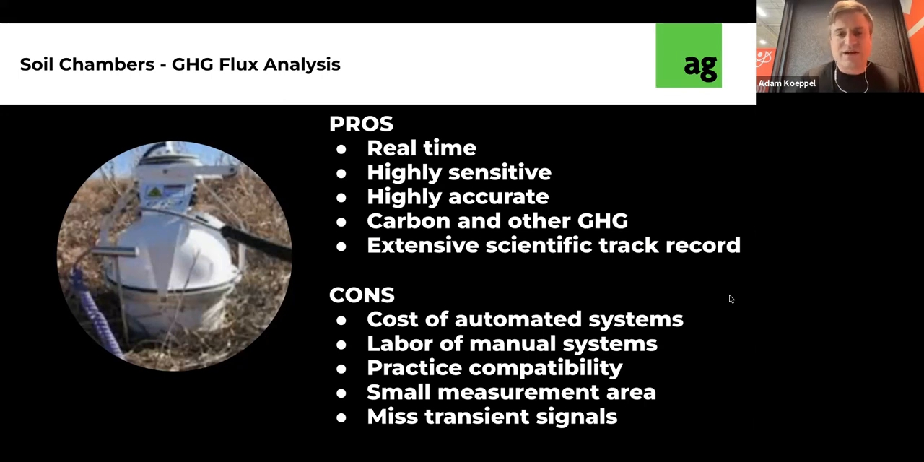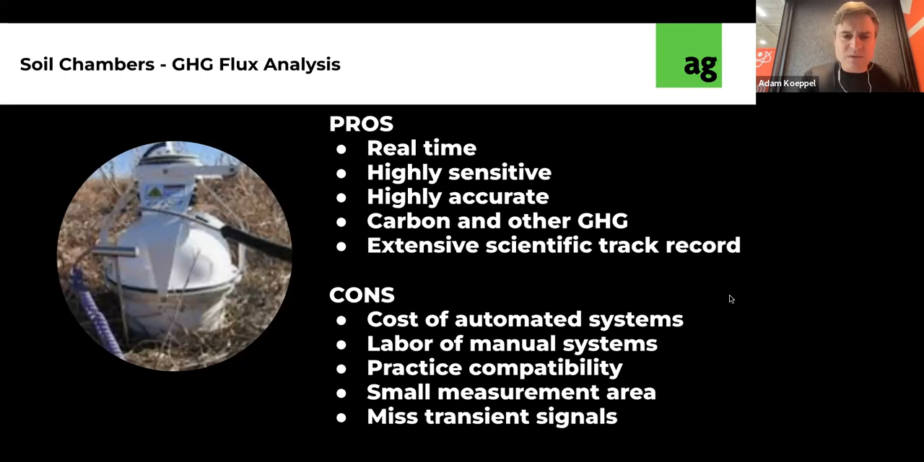And actually, another pro I forgot to mention here is that when the sampling is done manually, a soil chamber can be practically free. You can build one out of components you'll find around a junkyard, and you can measure gas samples and send them to a lab for analysis via the manual process. But the challenge, of course, is that it's manual.